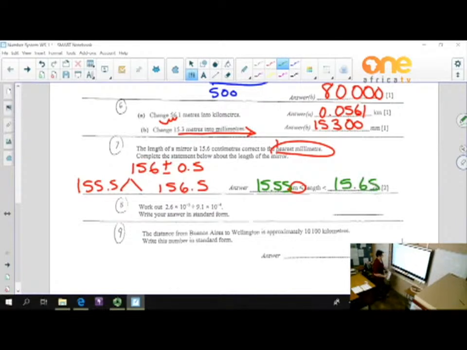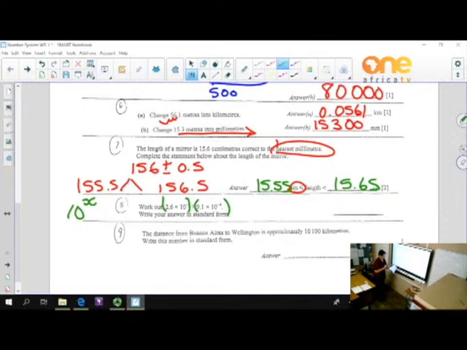15.65. Question 8. Write your answer in standard form. First we have to do the sum. You'll have to use brackets here, otherwise we won't get the correct answer. On your calculator, there's a button at the bottom which says 10 to the power of x. Can you see that one? This is what we're going to use here.